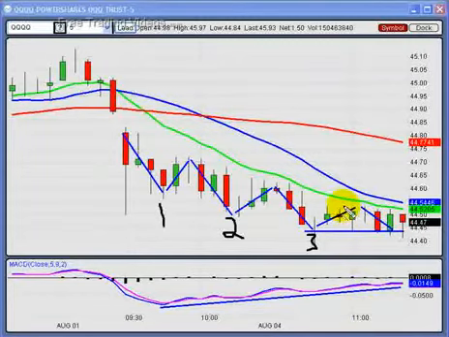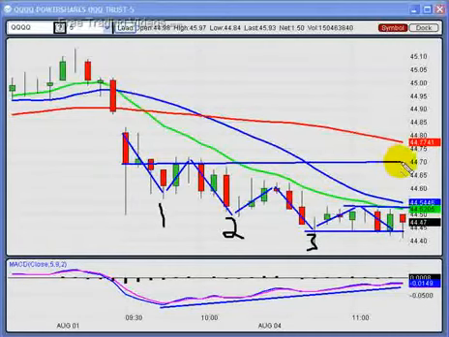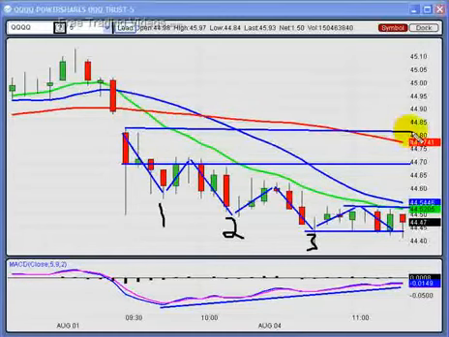Now for the entry, what we're looking for is above the swing high right here. So we're looking at this 44.52 area to enter the trade. My first resistance level will be right through here. So I'm going to take a portion of the trade in profit right there. Then this is my target, the bottom of the gap, which would be the top of the opening candle.